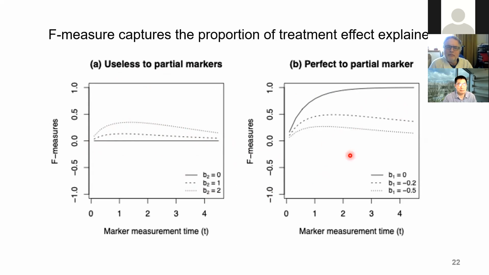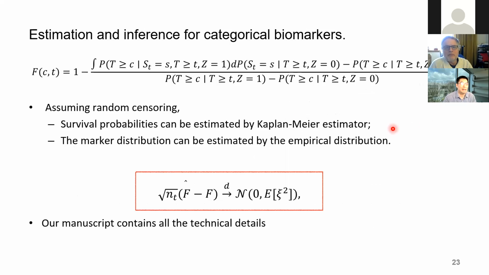And this on the right is the perfect marker and two partial markers. The perfect marker is the solid line, and this shows how the partial markers may compare to that perfect marker. So we can certainly estimate and make inferences for categorical biomarkers.